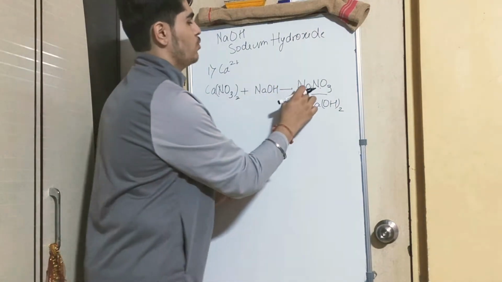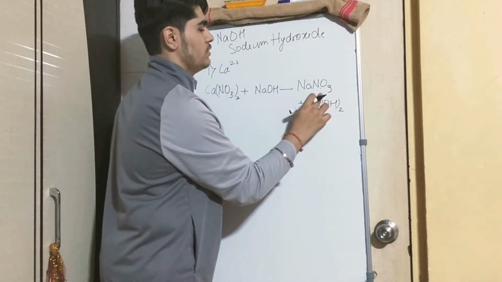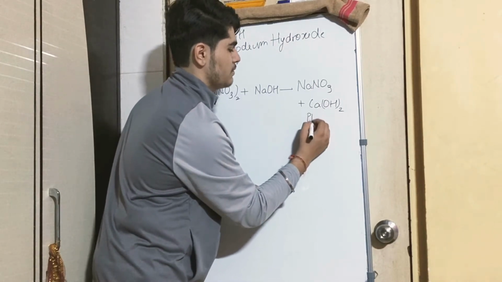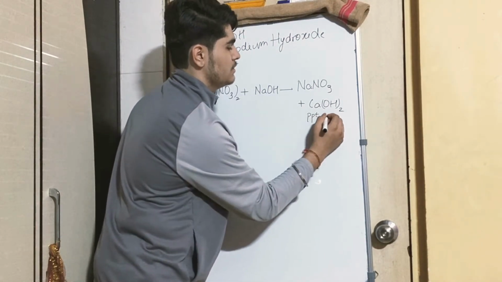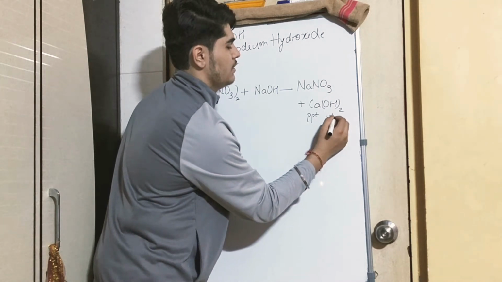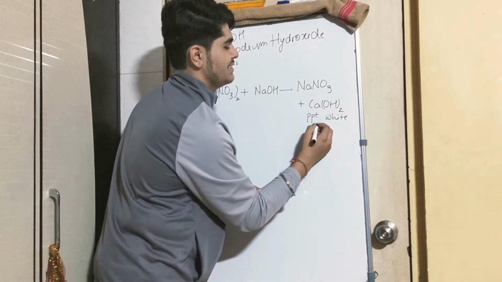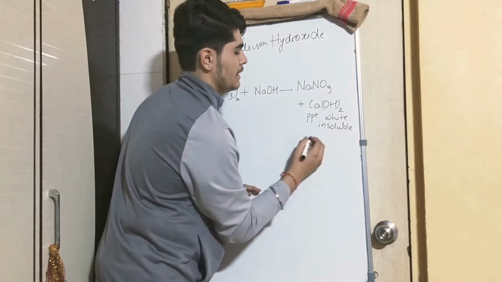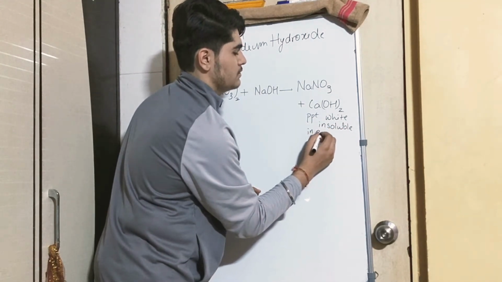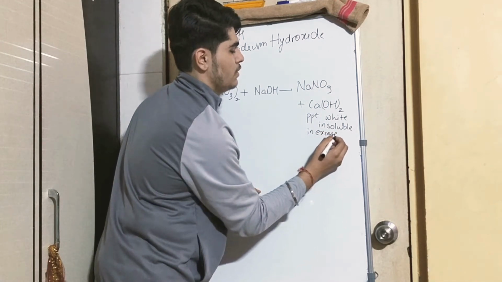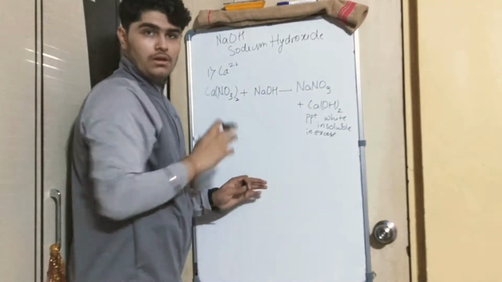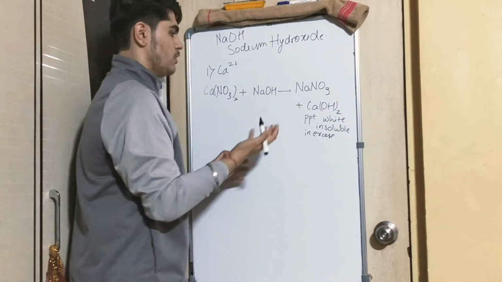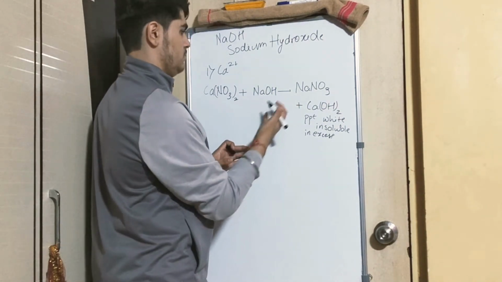We are not going to concentrate on this. We are going to concentrate on this. This is our important product which is called a precipitate and it is white in color. It is insoluble in excess of NaOH. Okay, understood.